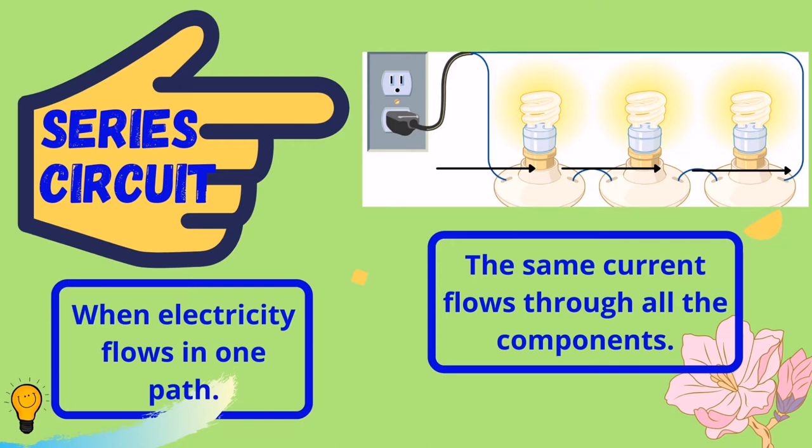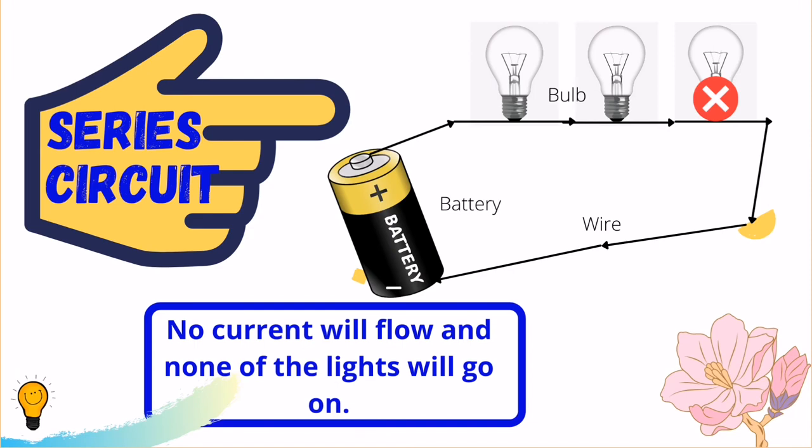If more bulbs are added to a series circuit, then the bulbs will grow dimmer. This is due to the fact that the same amount of electricity is being distributed among more objects. Now, what will happen if one bulb is out or not working in a series circuit?